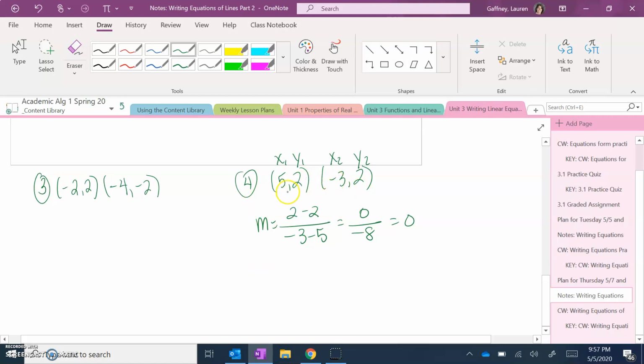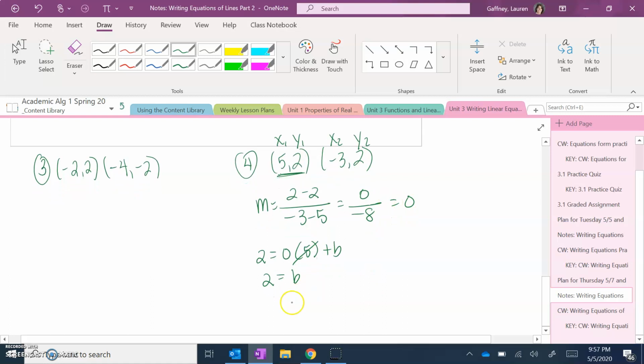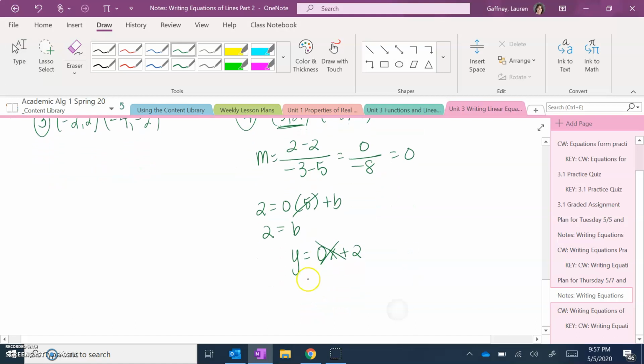So pick an ordered pair. It doesn't matter which one. So I'll do this one. y equals mx plus b. b is simply 2. Now, your m is 0, though. So if you fill in y equals, your m is 0, x plus 2. You don't want to leave it like that. 0 times anything is 0. So this is just y equals 2, and that's a horizontal equation.